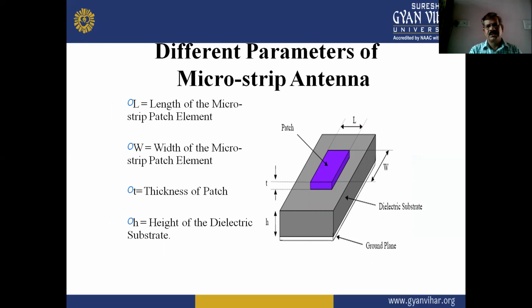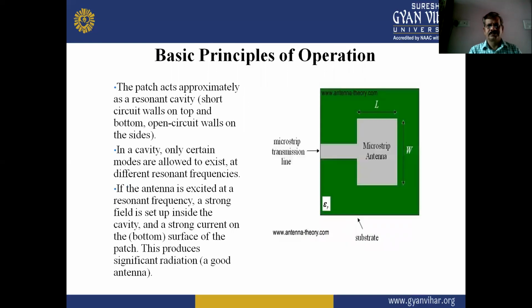In this given diagram, L is the length of the microstrip patch element, W is the width of the microstrip patch element, T is the thickness of the patch, and H is the height of the dielectric substrate. So these are some parameters of the microstrip patch antenna.